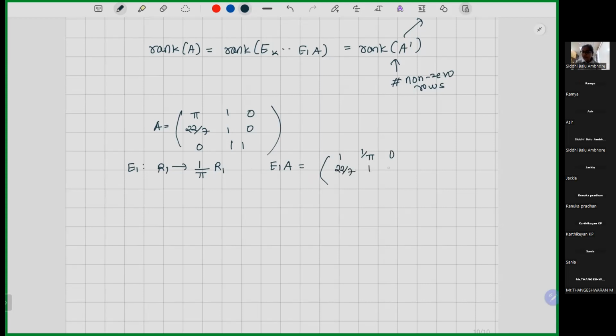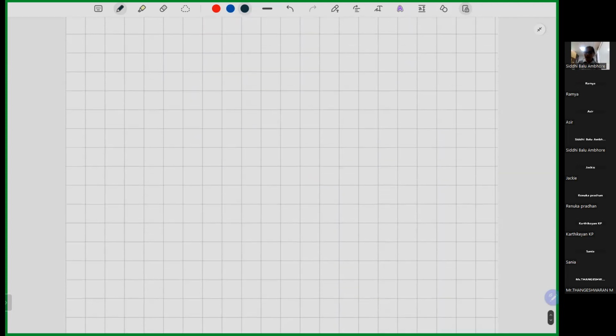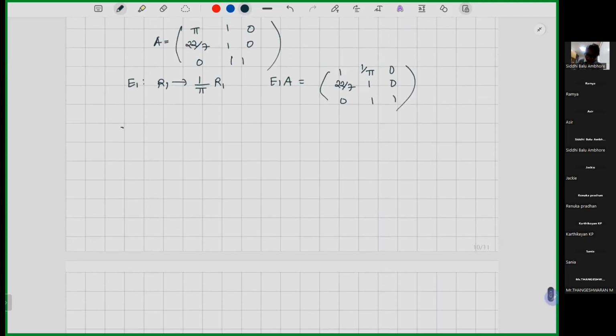So the second and third rows remain as they are, as I'm multiplying by 1 by pi only the first row. Now my E2 is, I want to make this 22 by 7 zero, because in row echelon form, once I have a non-zero entry, it should be 1. And then every entry below that 1 must be 0. So I have a non-zero entry here, which was pi. So I wanted to make it 1. So what I did, I multiplied by 1 by pi to the entire row. Now I have to make every entry below that 1 to be 0.